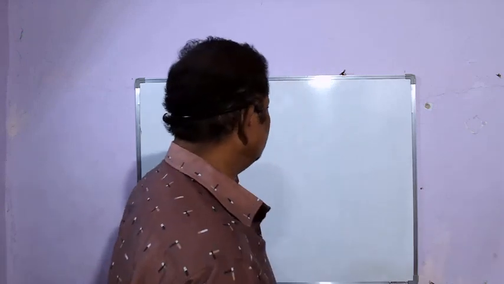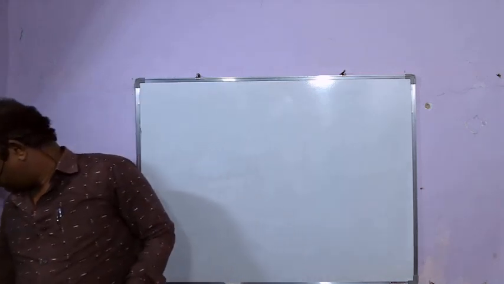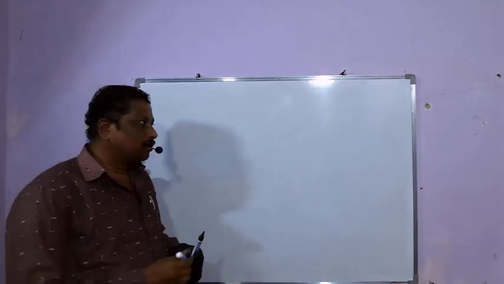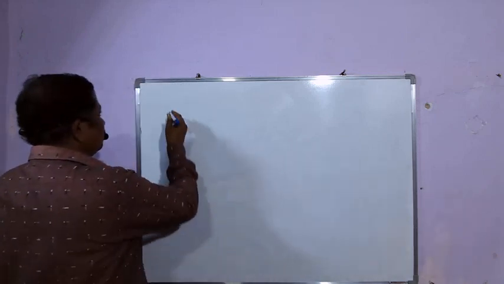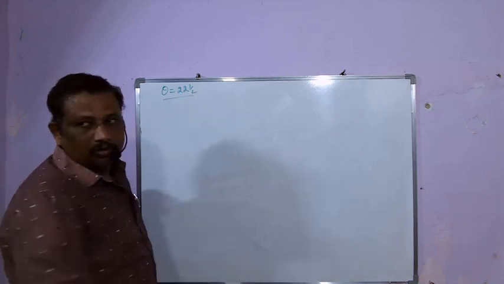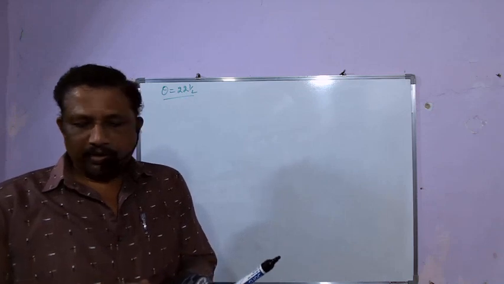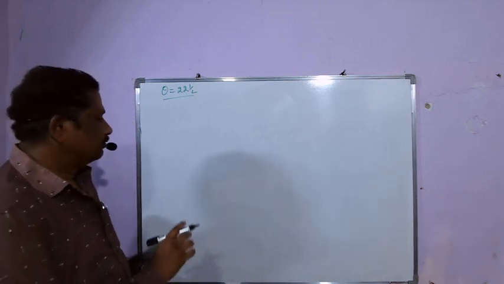Hello students, this is the continuation of compound angles, multiple angles and submultiple angles. Now we will see, using that concept, we derive some more angles. Today, theta is equal to 22.5 degrees. This we are going to apply for all trigonometric ratios.